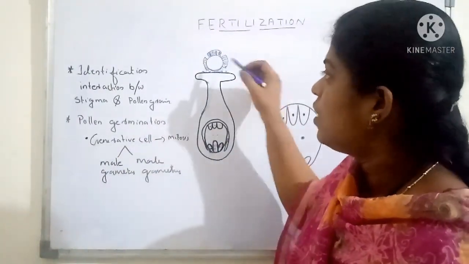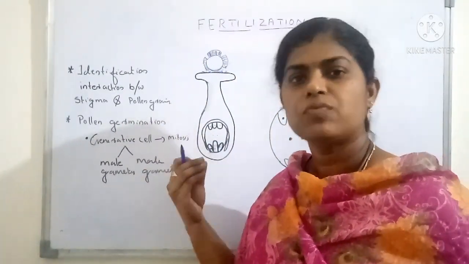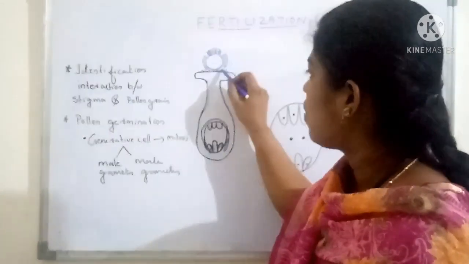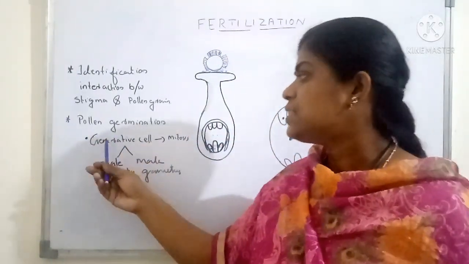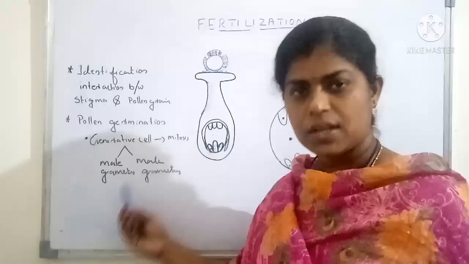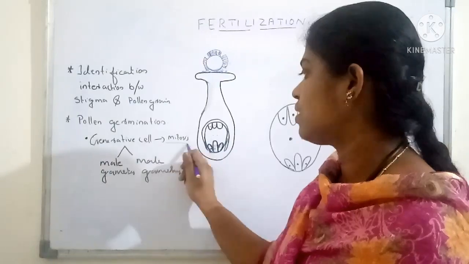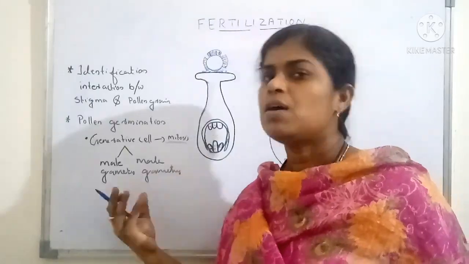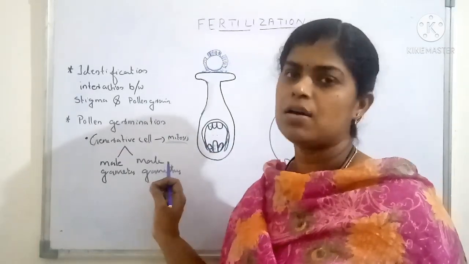You have to recall that the pollen grain has two cells: one generative cell and one big tube cell. After the stigma's secretion is absorbed, the generative cell inside the pollen grain divides. It undergoes one mitotic division, so that we get two similar cells, or two male gametes.